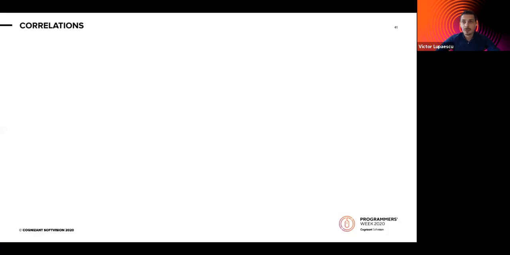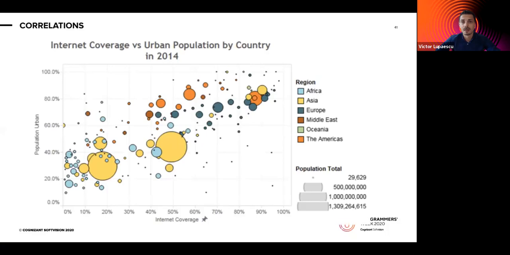Correlations. Correlations is when you're trying to understand how one metric impacts the other. Here is an example of seeing multiple metrics on the same chart. It's internet coverage versus urban population by country in 2014. This is not a simple chart. It needs some time to read it, and it makes sense to be this way.